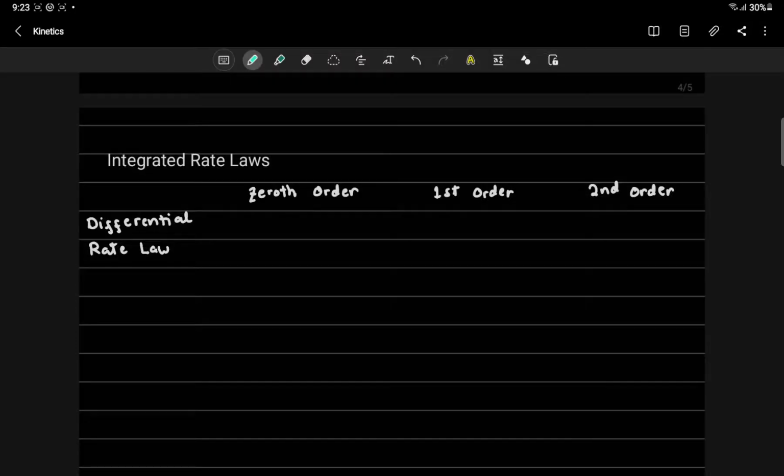Let's say we have a hypothetical reaction wherein you have a reactant A forming your product P. Now, what I would like to determine or express mathematically is the differential rate law expression.